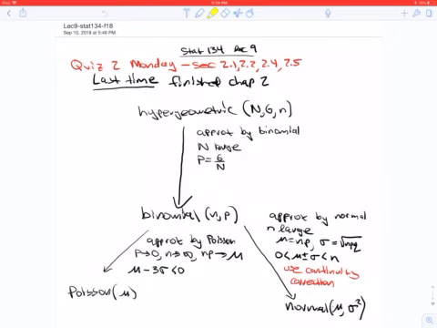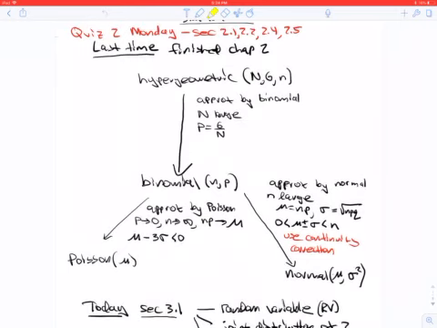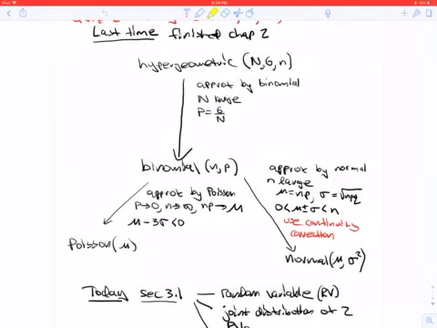Last time we finished Chapter 2, and here is an overview. We have the hypergeometric distribution with parameters capital N, capital G, and small n. Capital N is the population size, capital G is the successes or good elements in that population, and small n is the sample size. We can approximate the hypergeometric by the binomial when capital N, your population size, is large, because then sampling with and without replacement are about the same.